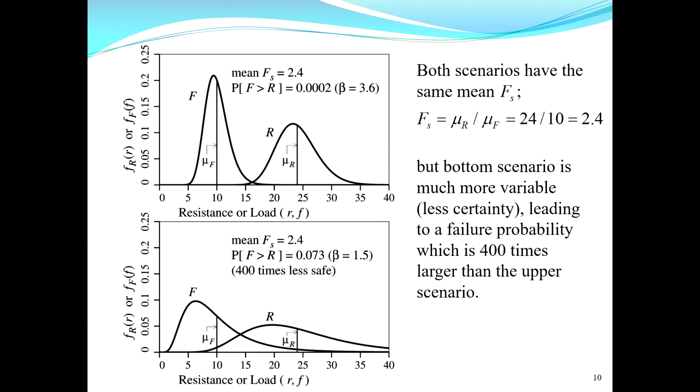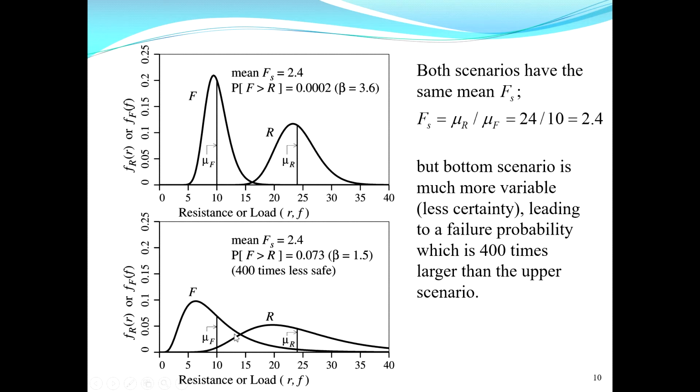One of the standard, traditional approaches to design in the past has been to establish a factor of safety in the design approach. So there we're saying that the mean resistance divided by the mean load is sufficiently high. Here I've got a resistance distribution with a mean of about 24, and a load distribution with a mean of 10. And here the factor of safety is 24 over 10, which is 2.4.